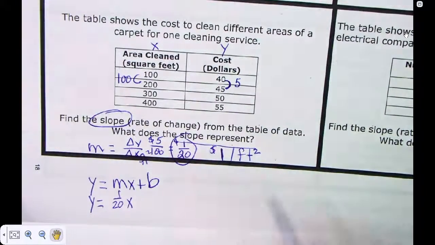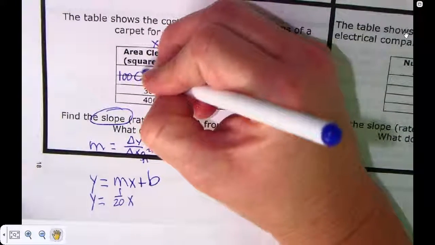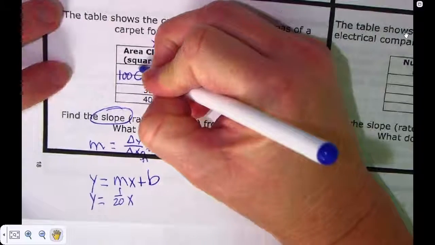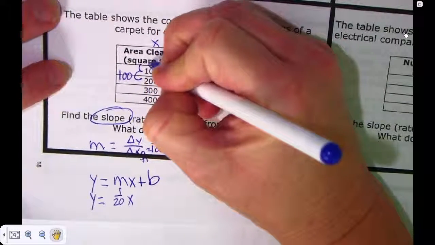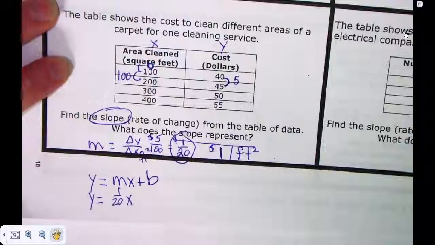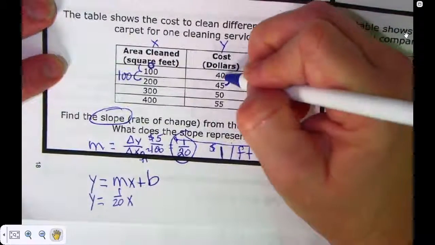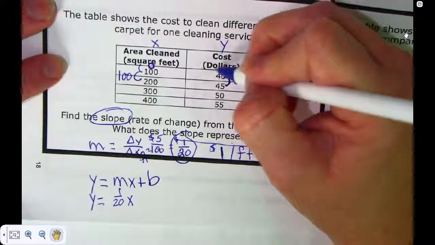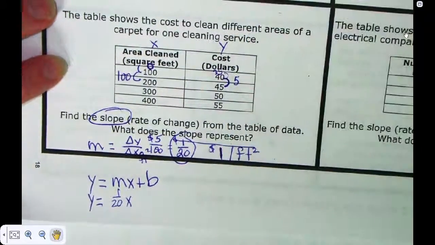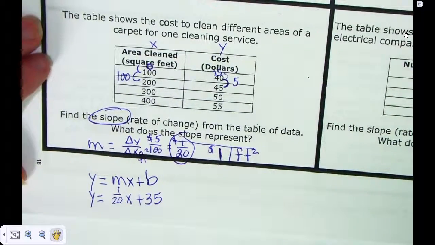You can go back. Sometimes this works easily, and it does on this. Sometimes it's not good. But I can go back 100 and get 0. Oh, good, because the Y-intercept is 0 something. So if I go back 100 here, I got to go back 5 here, which will be to 35. So it's going to be plus 35. 35 would be the Y-intercept.